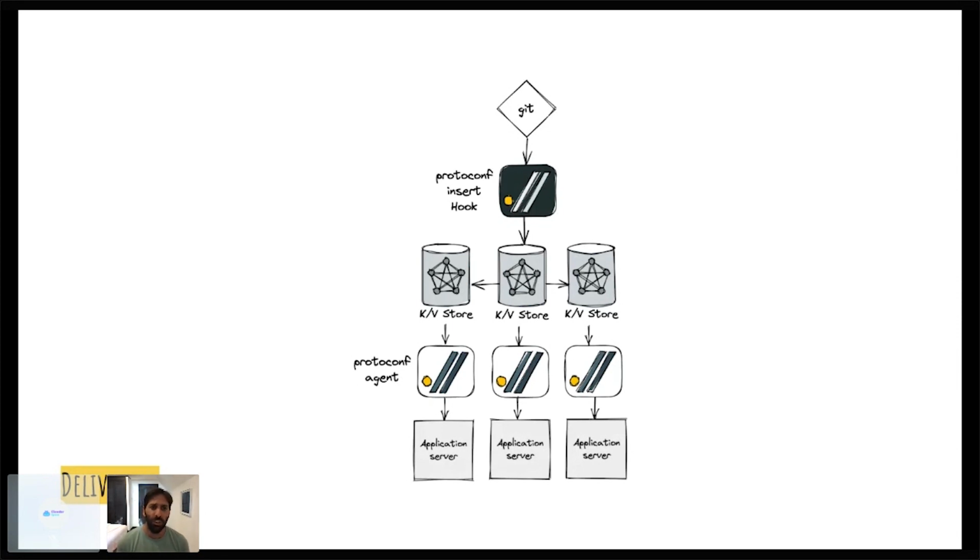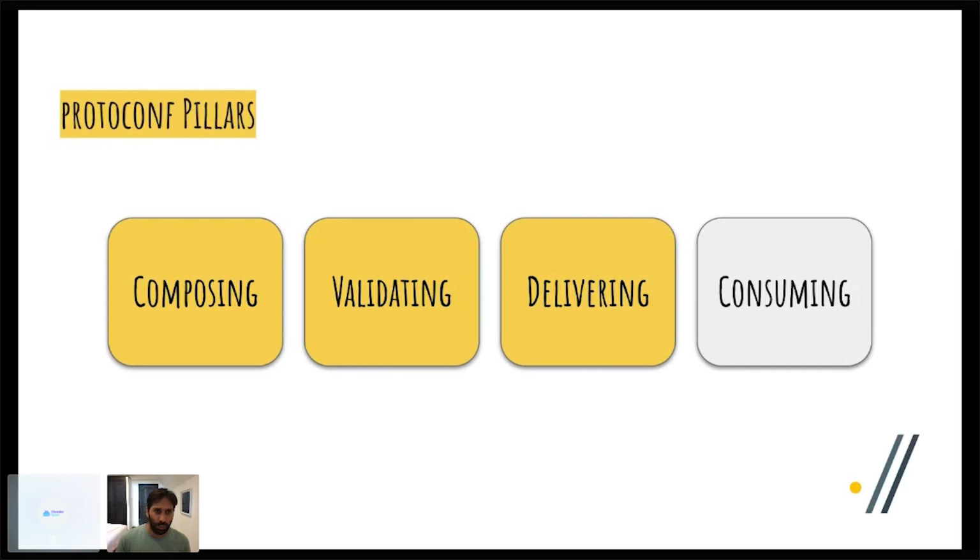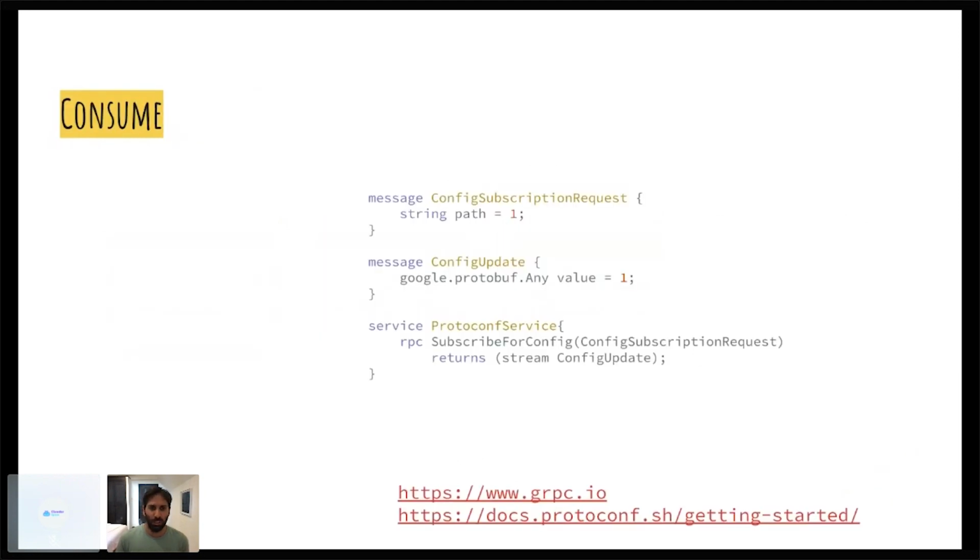And then the agent detects the changes on the key-value store and can stream the config change to the application through gRPC. So this is the delivering, and now for the consuming.